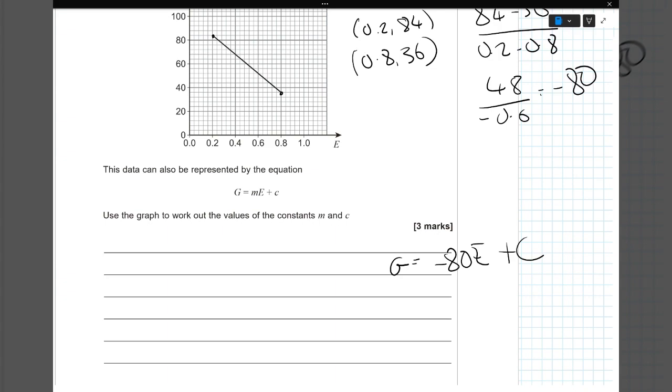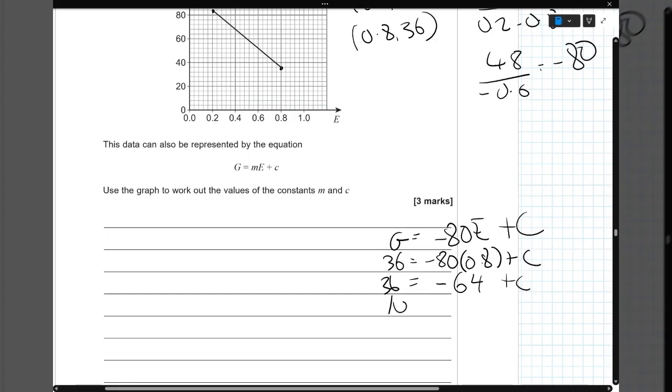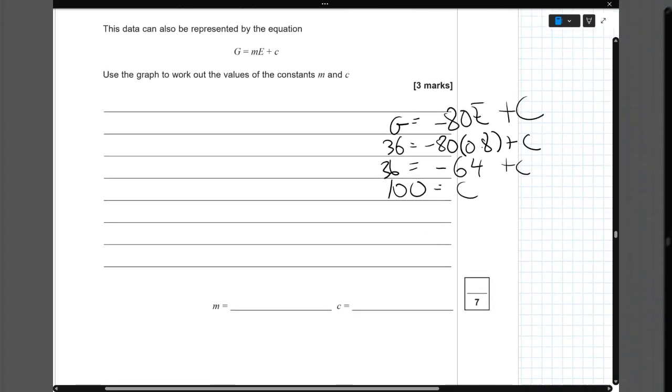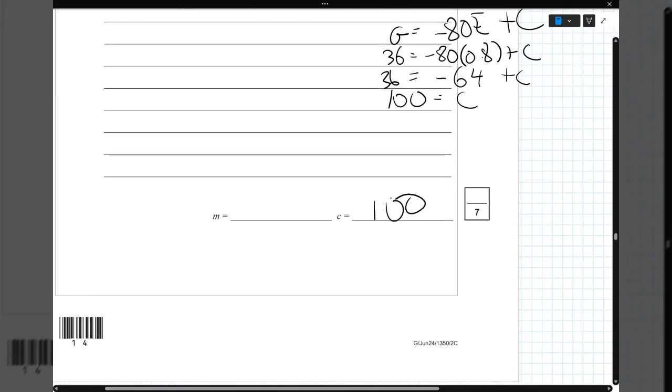I'll use that coordinate we've got with the 36. So 36 is equal to negative 80 times by the 0.8. By using that coordinate, we can find out what C is. 36 is equal to negative 64. And then we add it over, and C is 100. So our value of C is 100, and our value of M is negative 80.